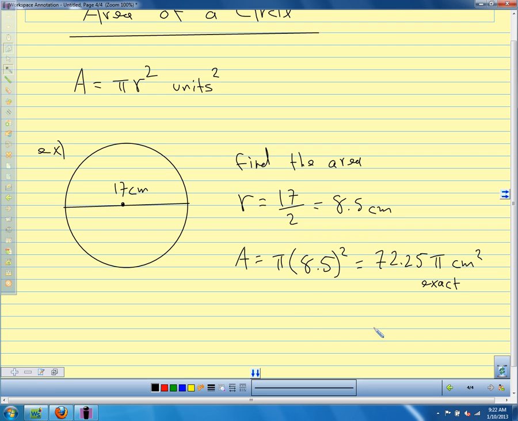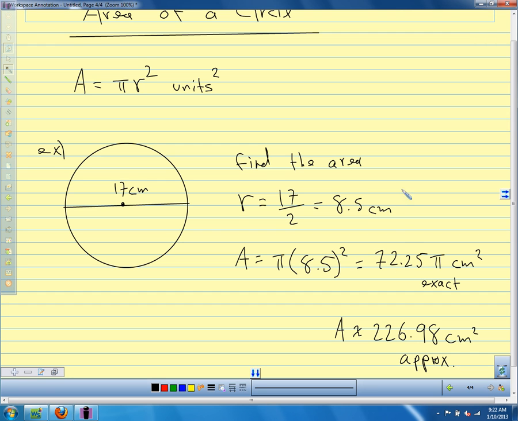If I want an approximate answer, I would say area approximately equals, I would multiply 72.25 by 3.14, and I would get that the area is about 226.98 square centimeters, and that's my approximate answer. Questions on that example?